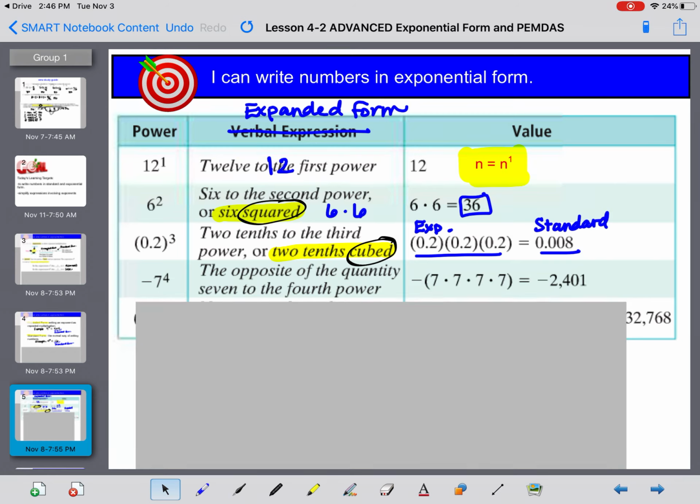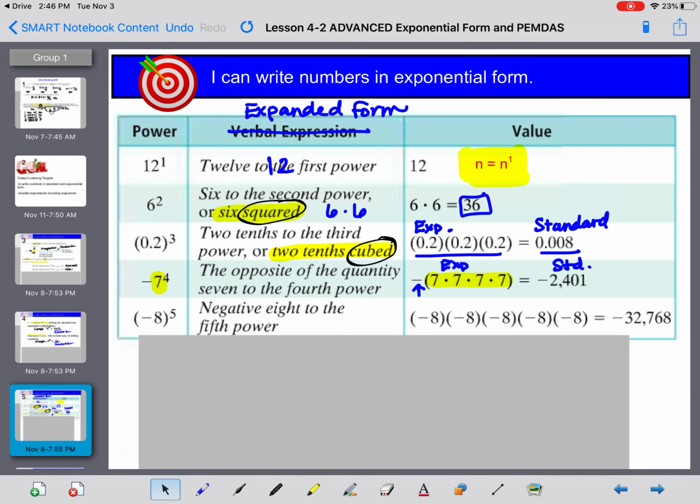-7 to the 4th power. This means the opposite of the quantity 7 to the 4th power. Now, what's important to note here is that only the 7 is the base. Only the 7 is being repeatedly multiplied. This means the negative sign stays right out here in front, and I'm taking 7 times 7 times 7 times 7 repeatedly 4 times. So again, this is my expanded form, and this is my standard form of negative 2,401.